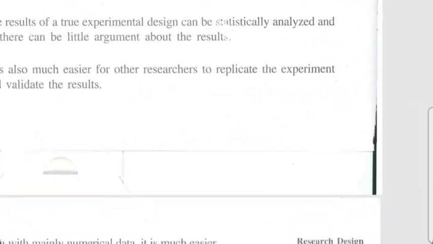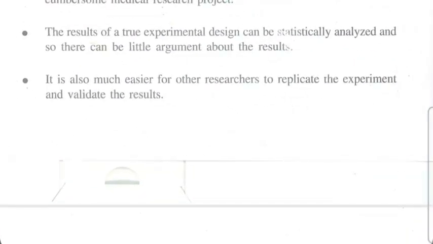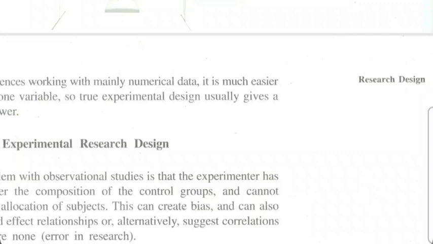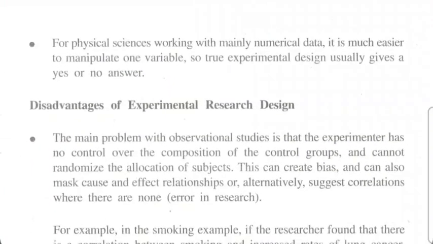The results of a true experimental design can be statistically analyzed, and so there can be little argument about the results. It is also much easier for other researchers to replicate the experiment and validate the results. For physical, mainly numerical data, it is much easier to manipulate one variable, so true experimental design usually gives a yes or no answer. Disadvantages of experimental research design.